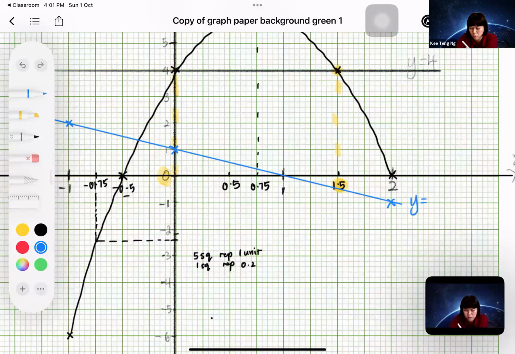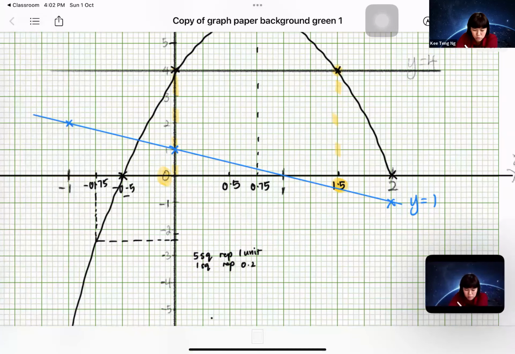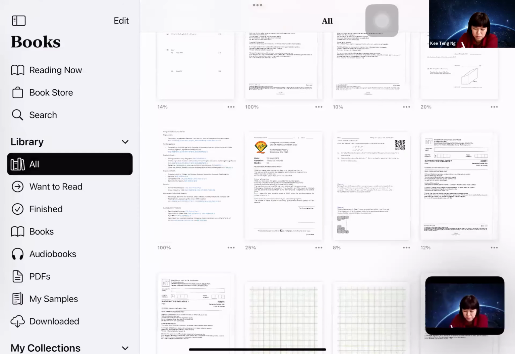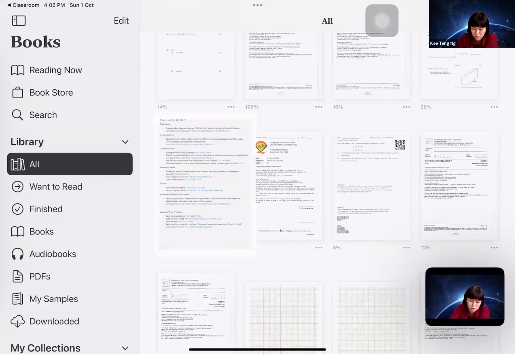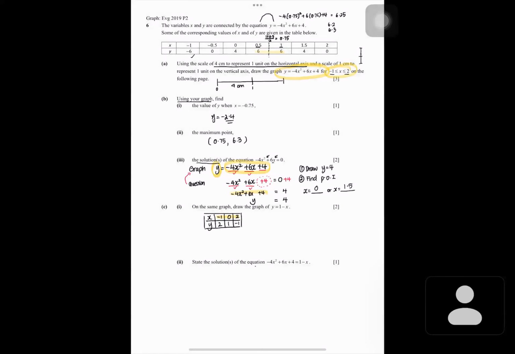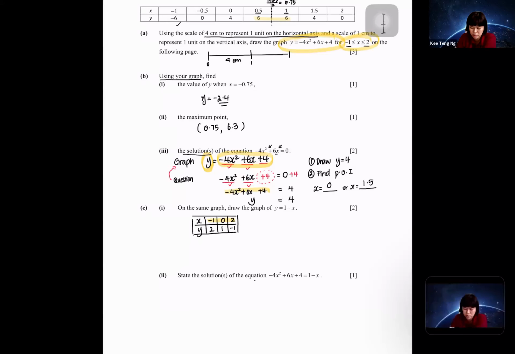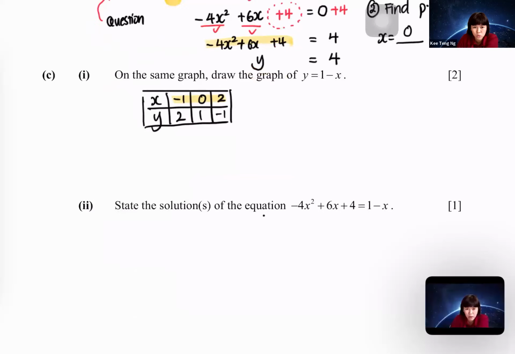Is it 1 minus x or 1 minus 2x? Did I draw correctly? Did I plug my values correctly? Y equals 1 minus x. Correct, 1 minus x. Okay, thank you. Then after I draw the line, I've got y equals 1 minus x.